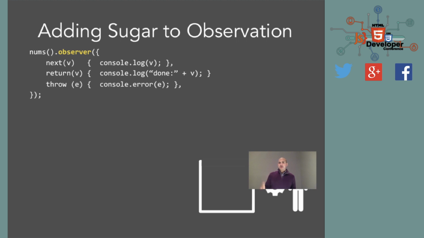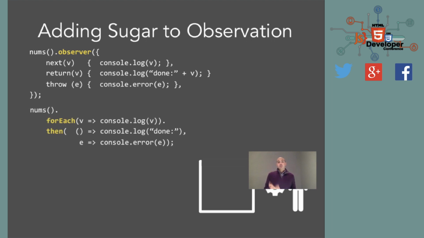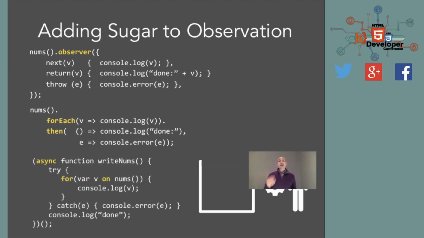Now, just like iteration before, this pattern of observation is a little ugly, and we can actually add special syntax for it. One, we could add a special forEach method that works a little bit like an array's, but returns a promise that resolves when the actual asynchronous observation process is completed. But within an async function, we can introduce this new for-on loop.